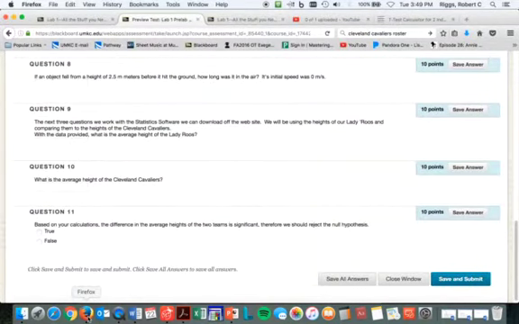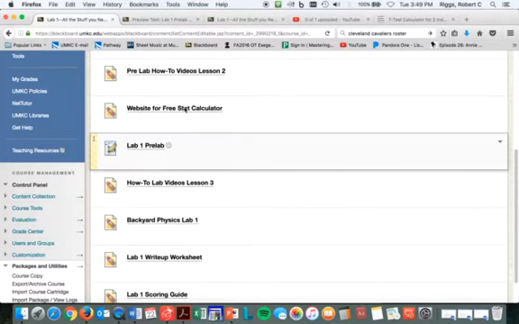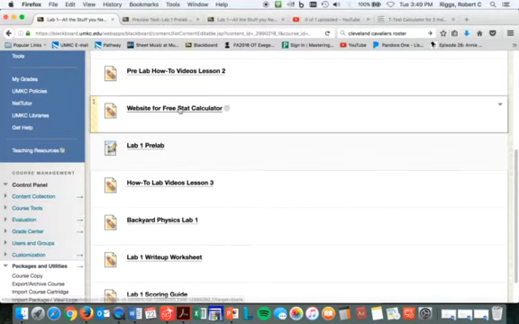So we've got to use some statistical software. Here's what we're doing. The next three questions, we work with the statistics software that we can download. So where is that statistics software? Here it is, the website for the free statistics software right here. I've already downloaded it, and here it is. And I've already done my experiment.